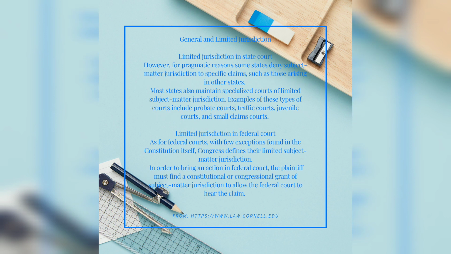Limited jurisdiction in state court. However, for pragmatic reasons, some states deny subject matter jurisdiction to specific claims, such as those arising in other states. Most states also maintain specialized courts of limited subject matter jurisdiction. Examples of these types of courts include probate courts, traffic courts, juvenile courts, and small claims courts. Limited jurisdiction in federal court. As for federal courts, with few exceptions found in the Constitution itself, Congress defines their limited subject matter jurisdiction. In order to bring an action in federal court, the plaintiff must find a constitutional or congressional grant of subject matter jurisdiction to allow the federal court to hear the claim.